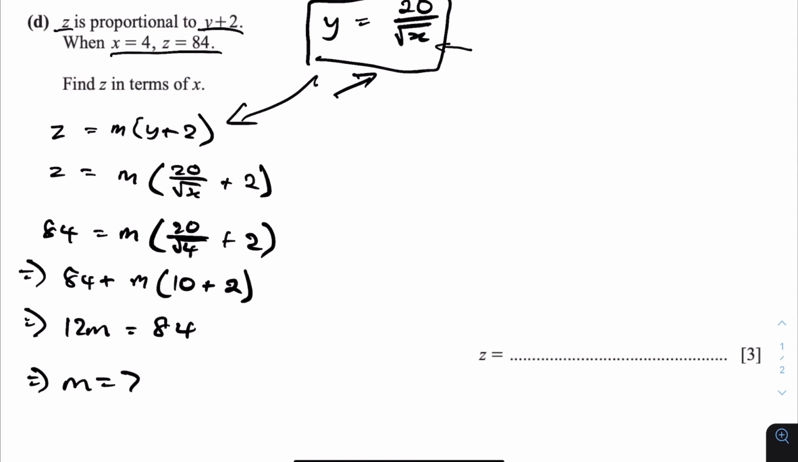So we've got our final equation. z is equal to 7 times 20 over root x plus 2. And we can leave it like that because it's factored now. But essentially, yeah, that's how it works. So sorry about the confusion, but the question that we just did, the one before this, was not actually related to this one. It was one that we did a little bit further back. But anyway, that's how it works.